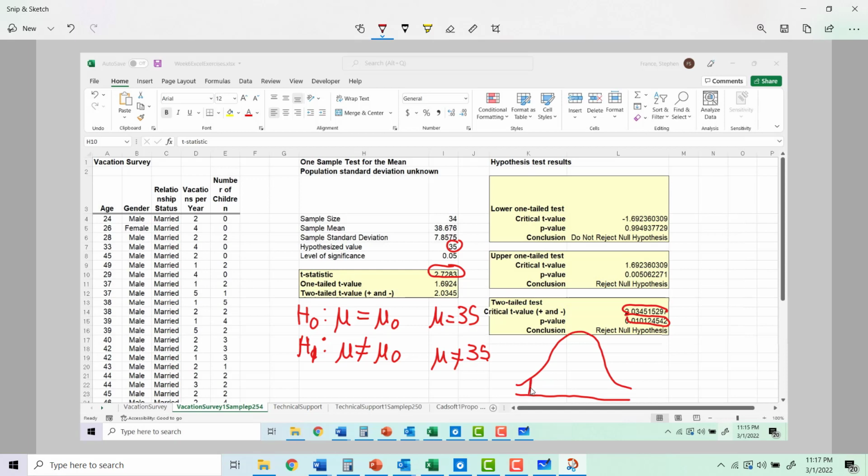And so we have our rejection region at the edge. We can see our critical value is 2.03, so this would be minus 2.03 and 2.03. We're going to reject if the absolute value of t is greater than 2.03. But we're also going to reject if the p-value is less than alpha.